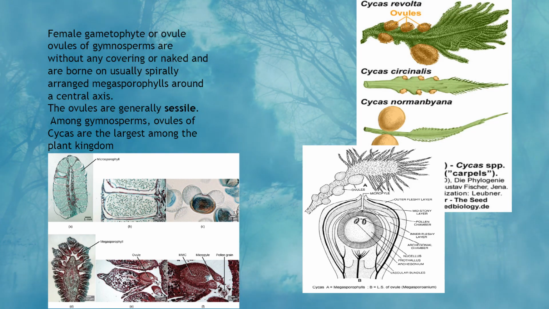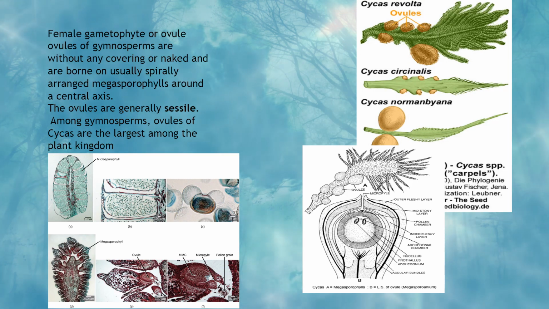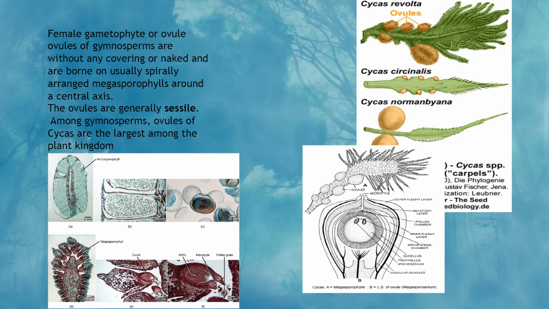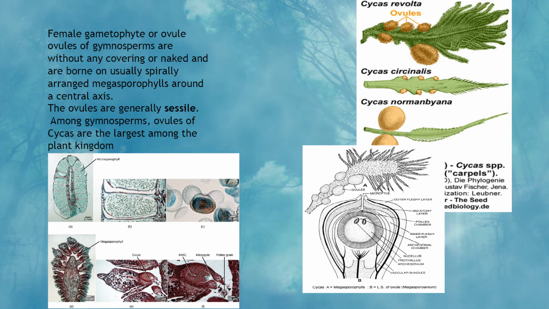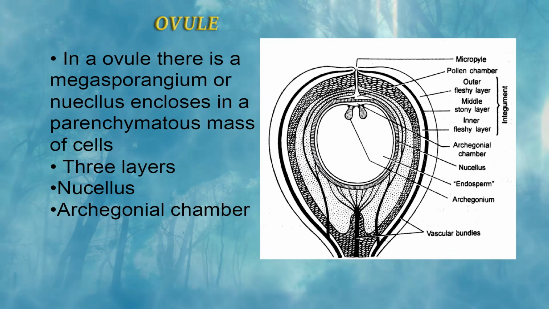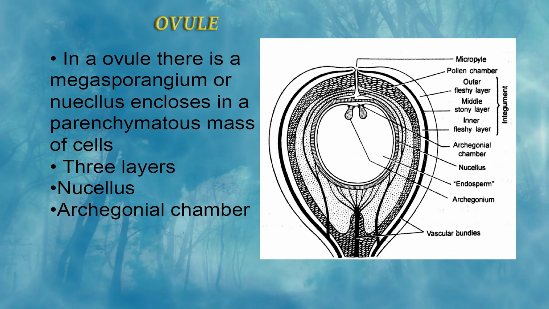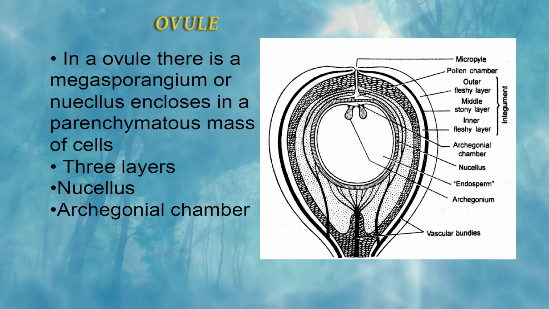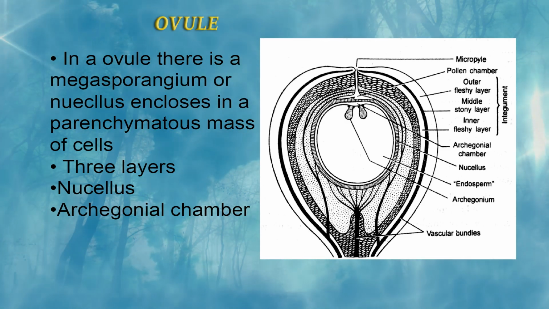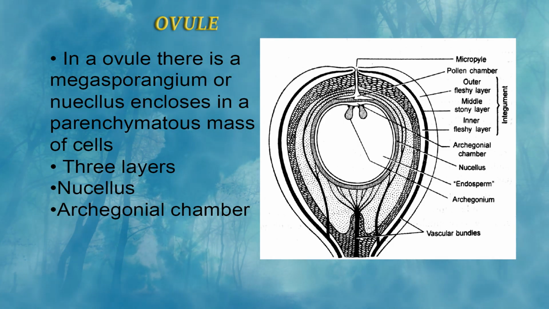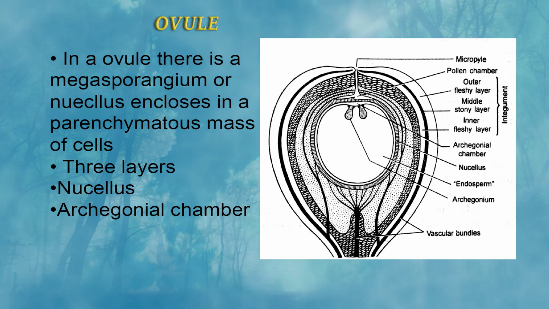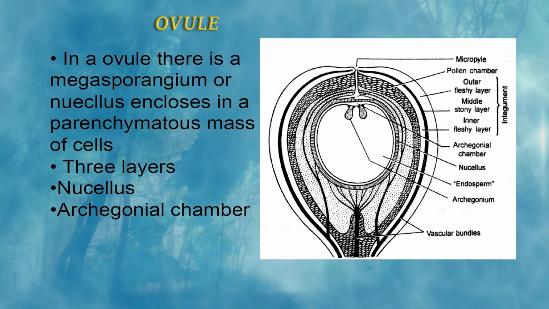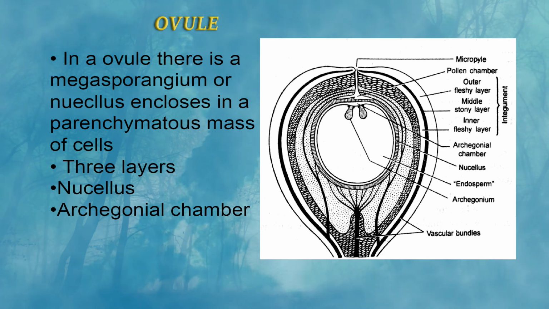You can see the ovules, the big ovules. The Cycas ovule is one of the biggest ovules in the plant kingdom. You can see in the TS how they are arranged on a megasporophyll. The ovule is a megasporangium which encloses a nucellus and a mass of parenchymatous cells. They have 3 layers: the outer fleshy layer, the middle stony layer and the inner fleshy layer. So, 3 layers are found around the ovule. Then there is a nucellus and the archegonial chamber where the archegonia or the female gametophyte is found.